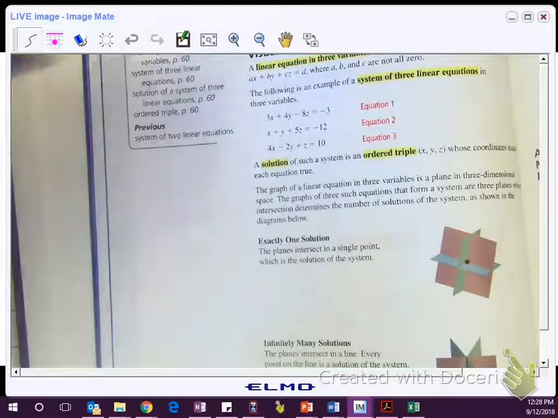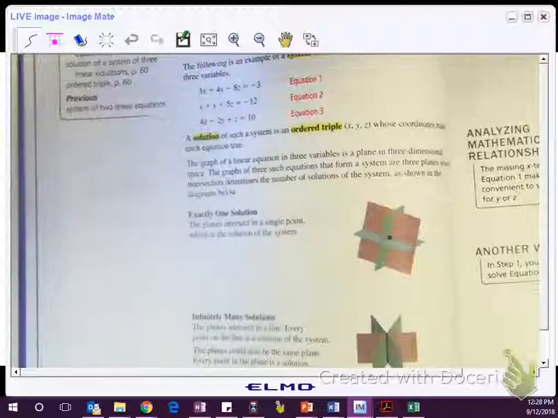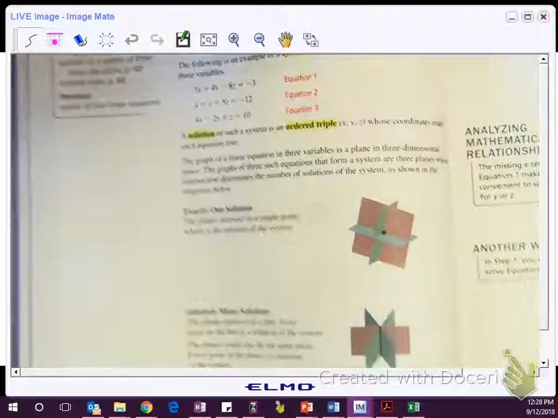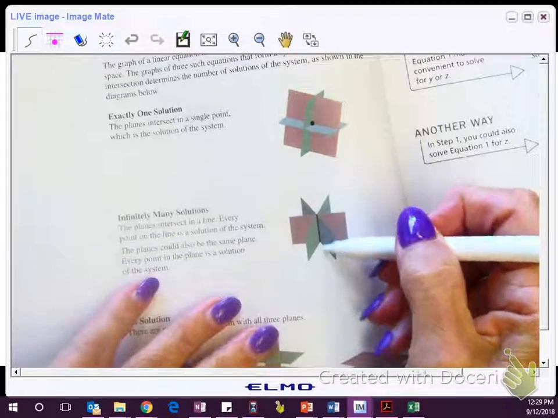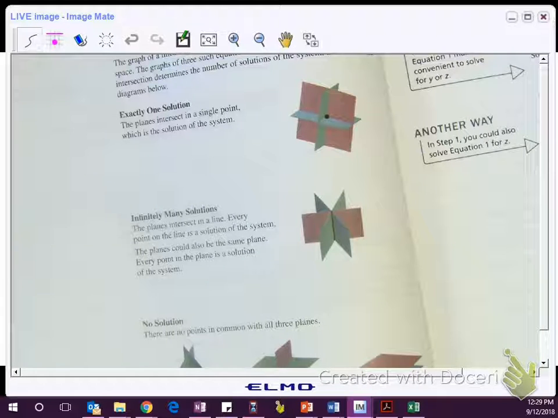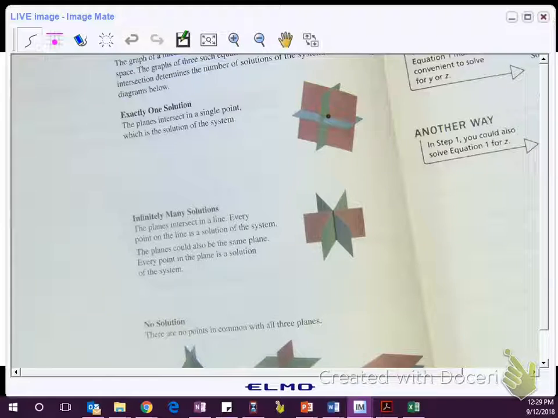Another option is that all three of them intersect, but they intersect as a line here. So like those pinwheel kind of things. A sheet here, a sheet here, and a sheet here, and they're touching all along this whole line. So sometimes you get a solution that is infinitely many because it's all along that line. So those are two possibilities for getting a solution to a system of three variables.